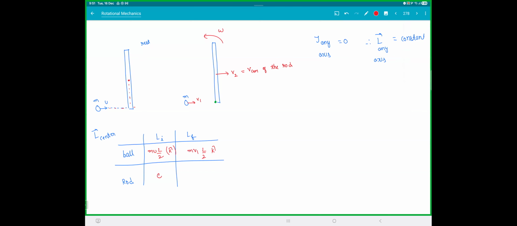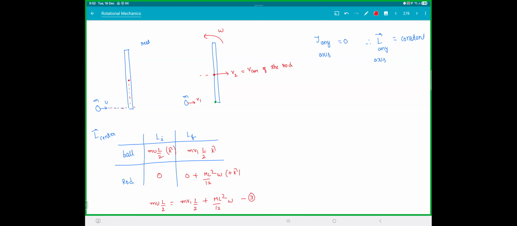Initially the rod is at rest. Finally about the rod, angular momentum of center of mass is 0 because v2 is passing through the center. Angular momentum about center of mass is ml square by 12 omega k cap. L initial is equal to L final, so equate them. mu L by 2 is equal to mv1 L by 2 plus ml square by 12 omega. This is right.